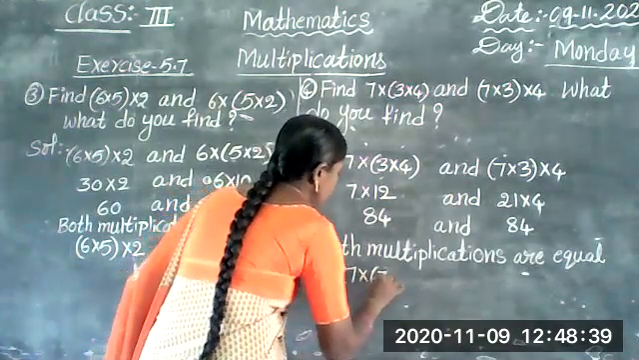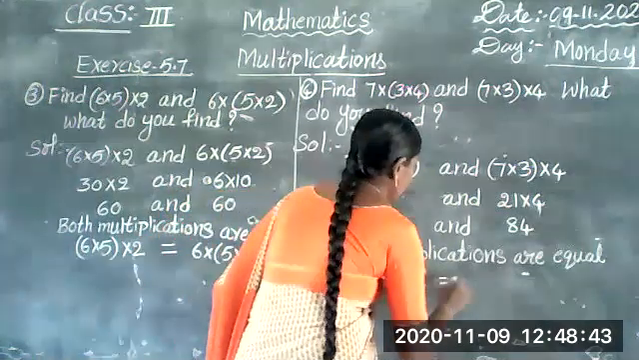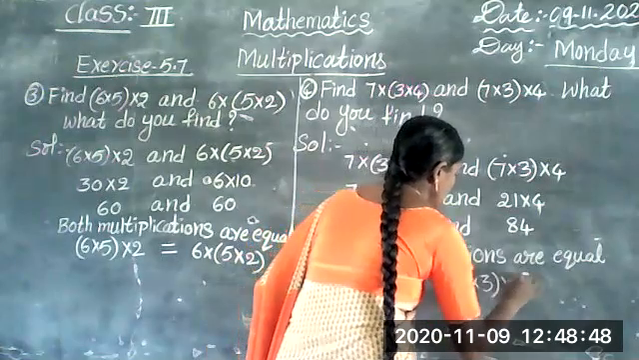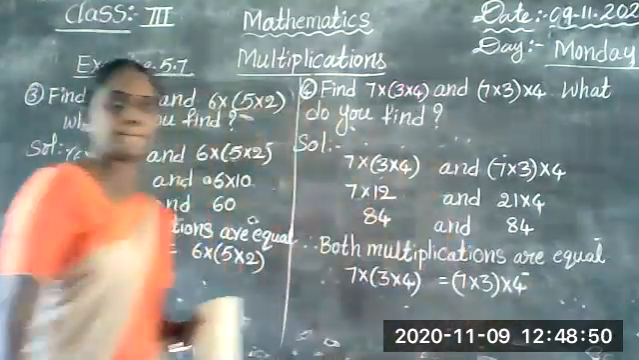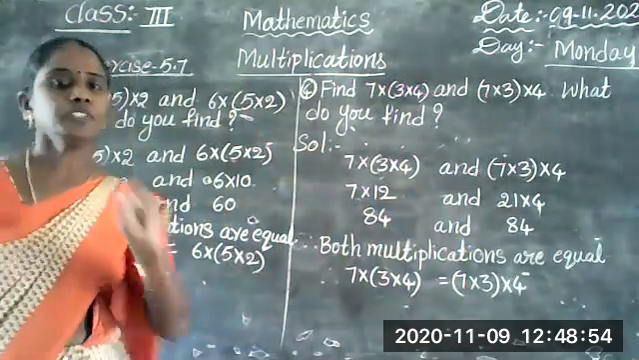Seven into 3 into 4 equals 7 into 3 into 4. Right, equal. Okay, next, fifth one.